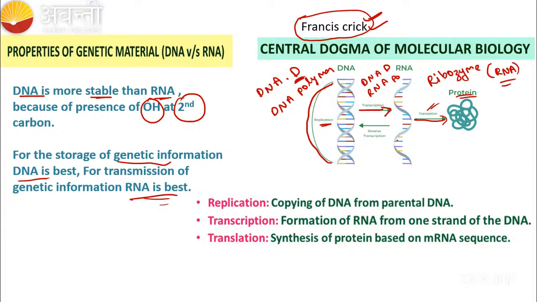And the information present in the RNA can be utilized for the synthesis of DNA, in reverse. It is called reverse transcription. And for reverse transcription, you know that the reverse transcriptase enzyme is required. So kindly remember this central dogma of molecular biology.